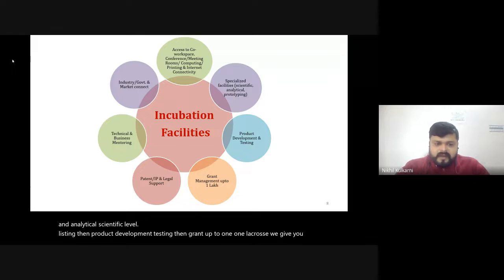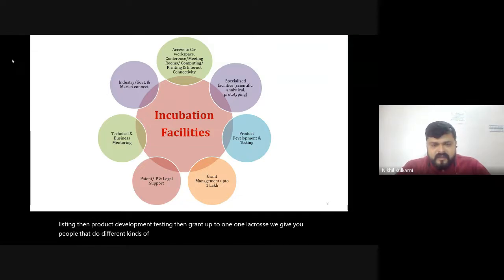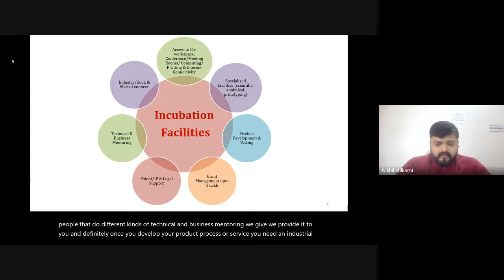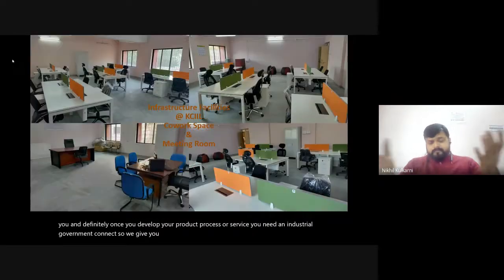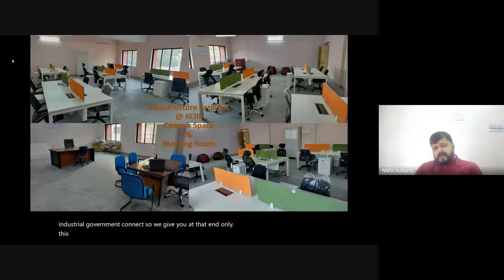Then there are different kinds of technical and business mentoring we provide to you. And definitely, once you develop your product, process or service, you need an industry or government connect. So we give you that as well. This is the infrastructure we have with us in the university premises. So this is the facility you're observing.